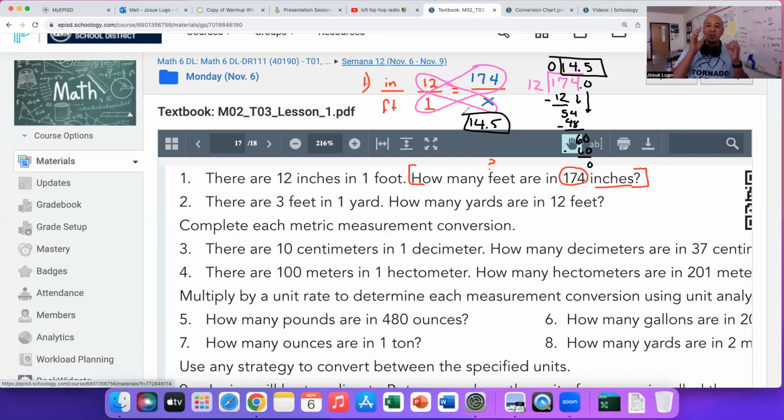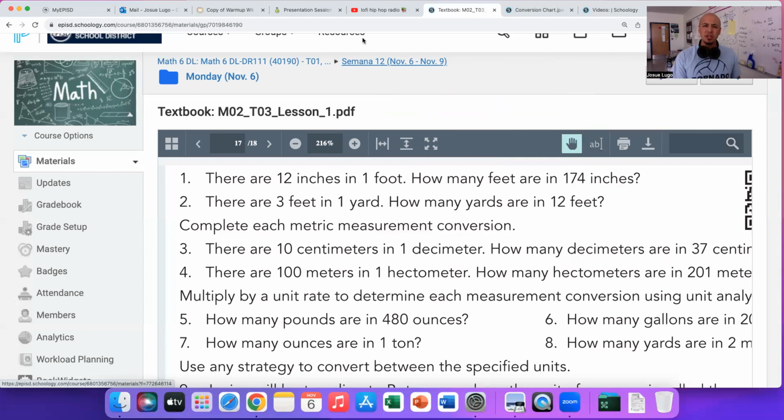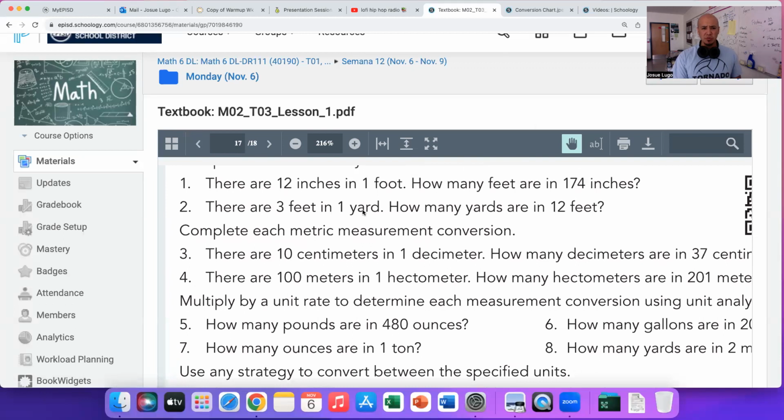That is how you solve. Once you set it up, cross multiplying and dividing will always work. Let's go ahead and do another problem. Let's do another easy one. Let's do number 2. Let's go ahead and work on number 2.